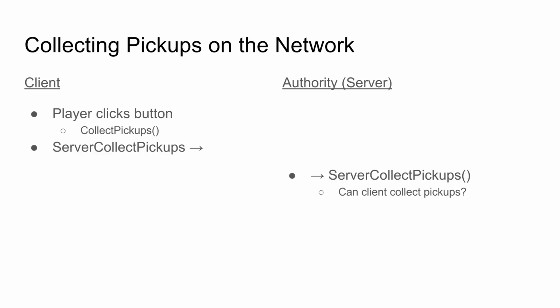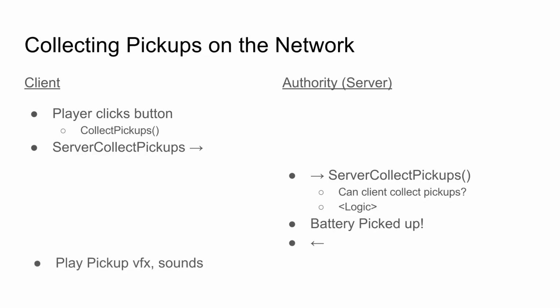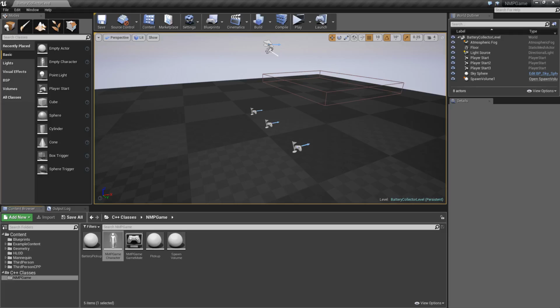So maybe check to see if the client is dead, maybe check to see if there's actually overlapping pickups nearby, and otherwise execute some logic, maybe add some energy to the player, which we'll do later on, or something else, and then decide that yes, a battery was picked up. And so having done all the logic on the server side, it's also going to notify the clients again, or broadcast back out to the clients that, hey, this thing was done for you. So that's the part that we'll actually see happening later on. But in this video, we're going to handle this client-server communication to actually do the collecting of pickups.